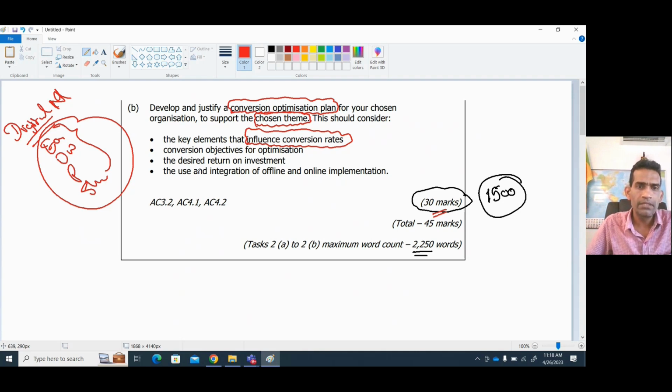Then the final part of it, use an integration of offline and online implementation, because you need to integrate, you need to bridge, you need to combine offline and online implementation. Let's say, as a hypothetical, very basic example, you go to a showroom and you give a digital integration also in the showroom, just by displaying your QR code to enter the website. You're integrating the digital platforms in your physical locations.